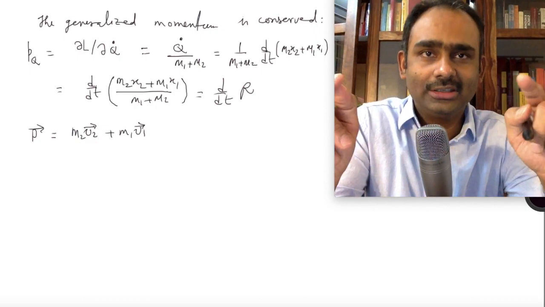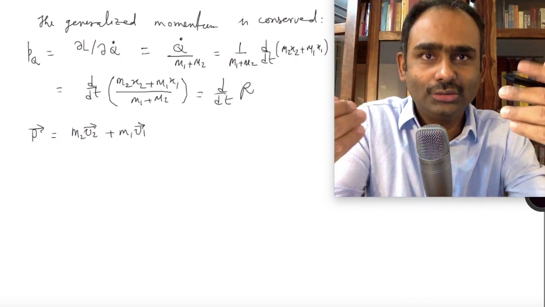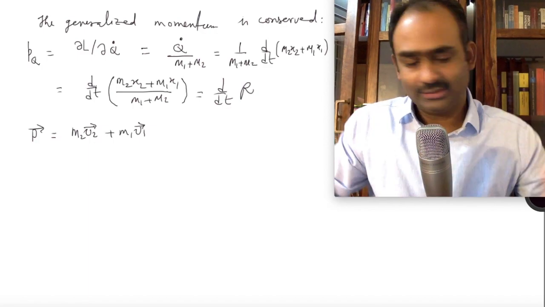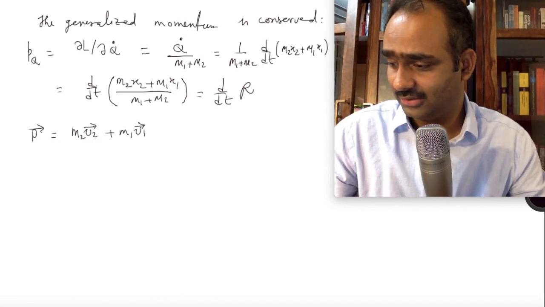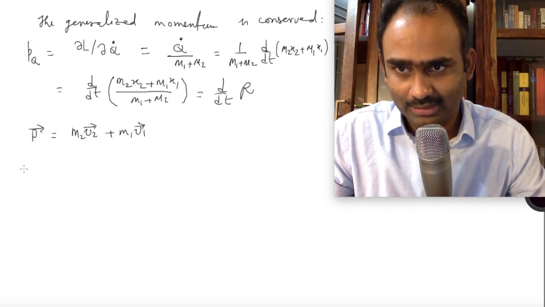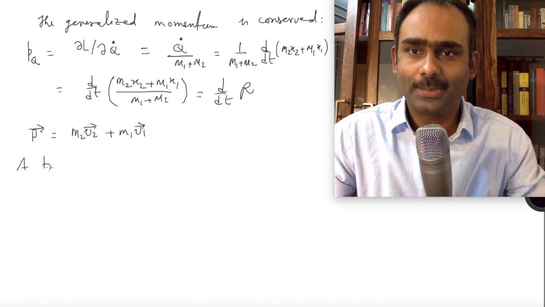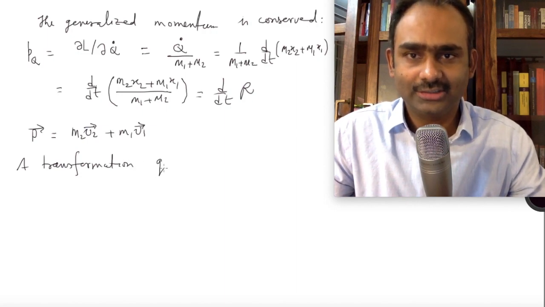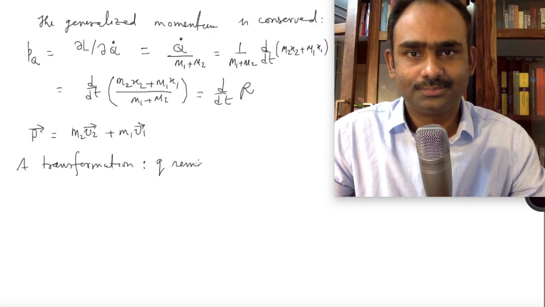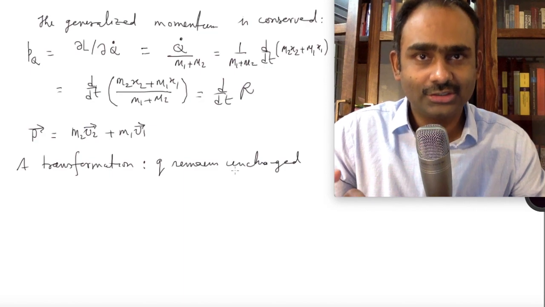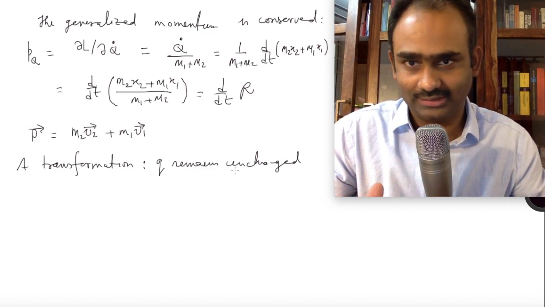Now, because small q and capital Q are independent, I can choose not to change the small q and change the capital Q. So that's the kind of transformation that I want to look at: a transformation where your small q remains unchanged, and only capital Q changes. And I can do so because small q and capital Q are independent. If they were not, then I could not have done this.